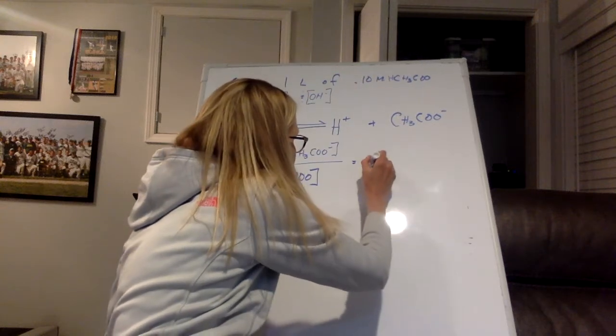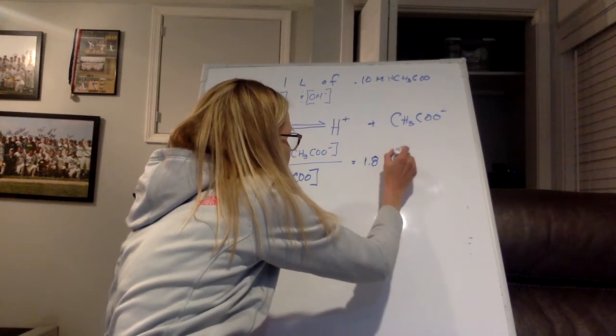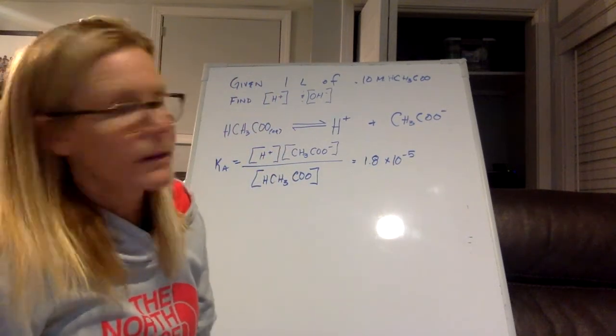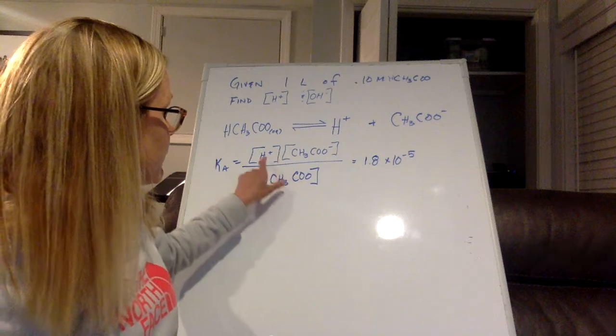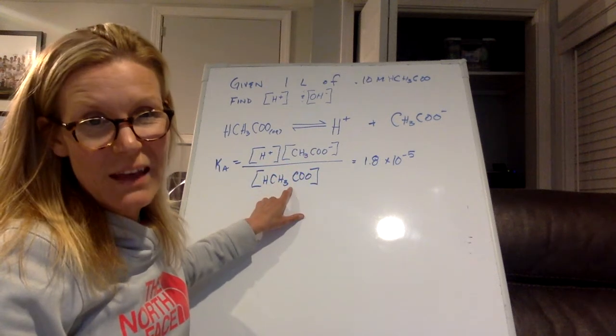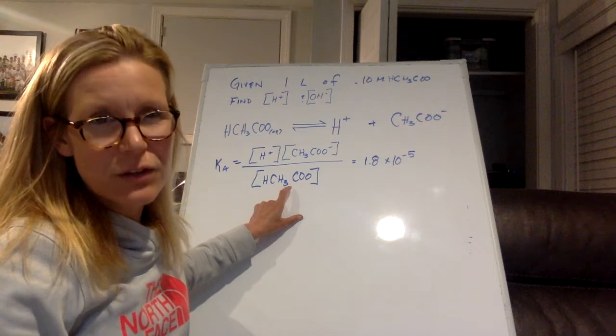1.8 times 10 to the negative fifth. I know this. I don't know this. I don't know this. And I don't know this at equilibrium. I only know the initial.